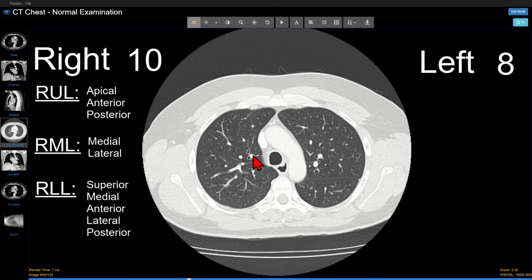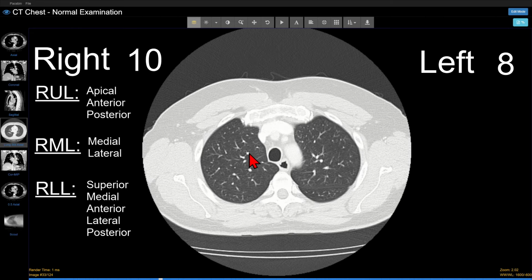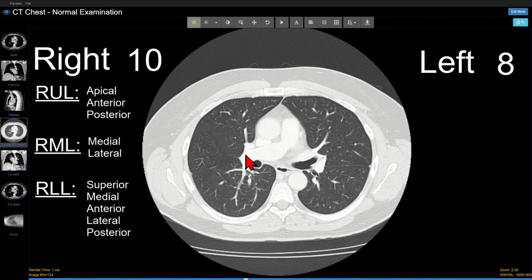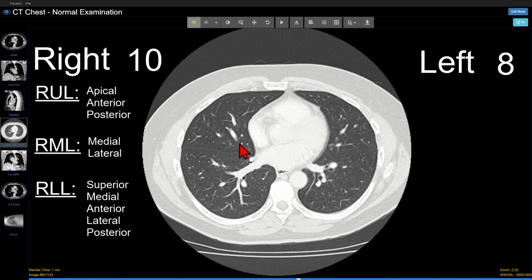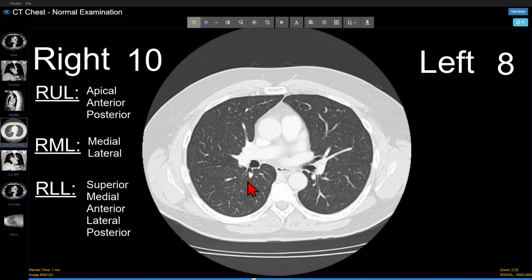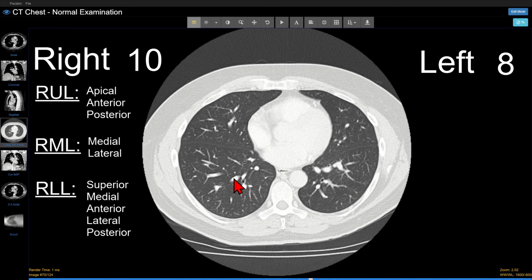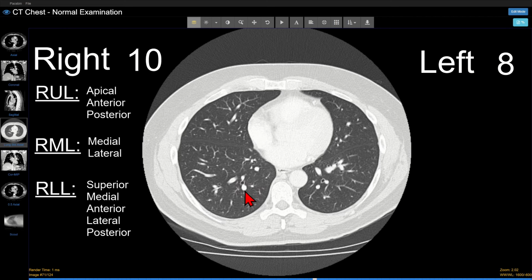So again, 3 in the right upper lobe: apical, anterior, and posterior; 2 in the right middle lobe, medial and lateral; and 5 in the right lower lobe: superior, and then the 4 basal, logically anterior, medial, posterior, lateral.